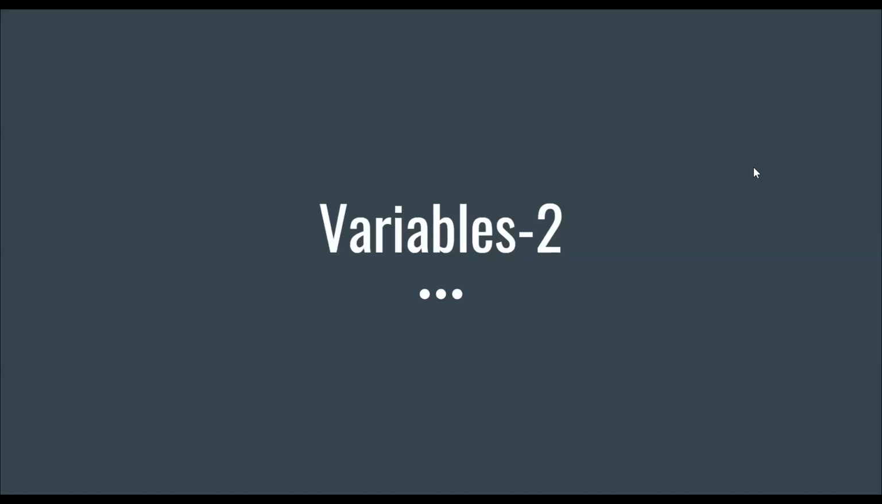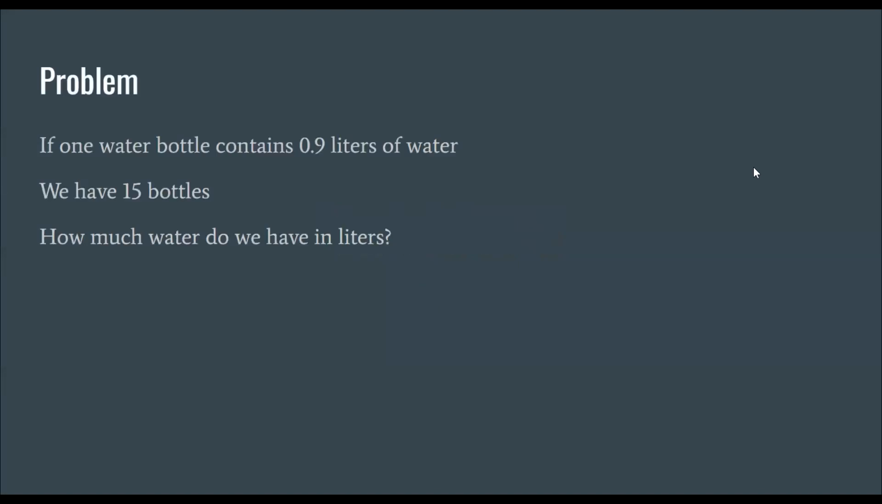In this video, we are going to continue talking about variables, and we will start by solving this problem. If one water bottle contains 0.9 liter of water, and we have 15 bottles, how much water do we have in total? If one bottle contains 0.9 liter, and we have 15 of them, the total will be just 0.9 times 15.